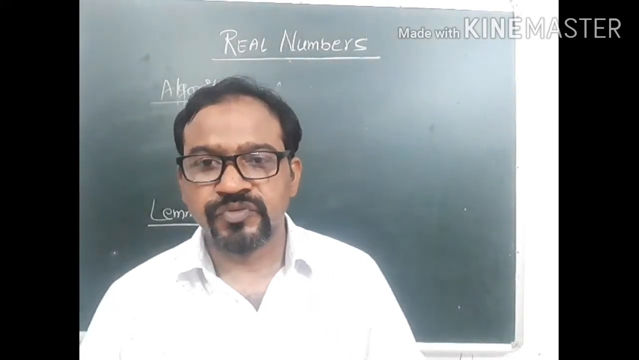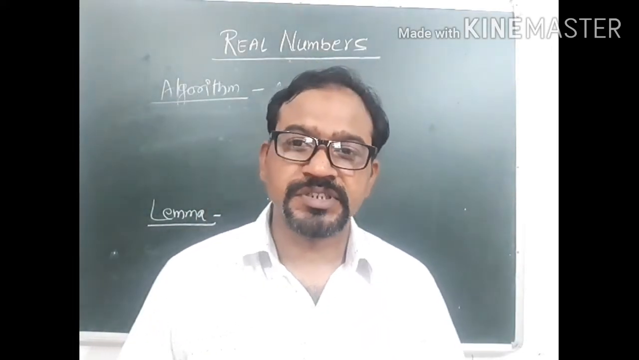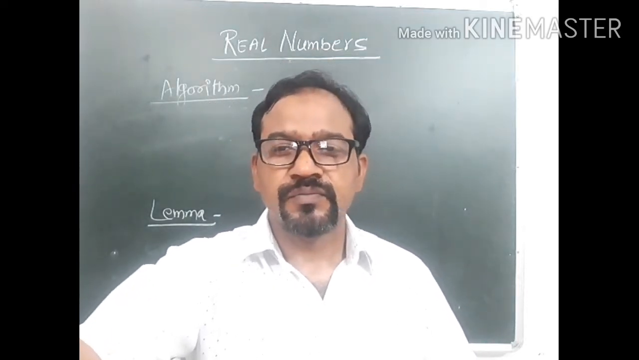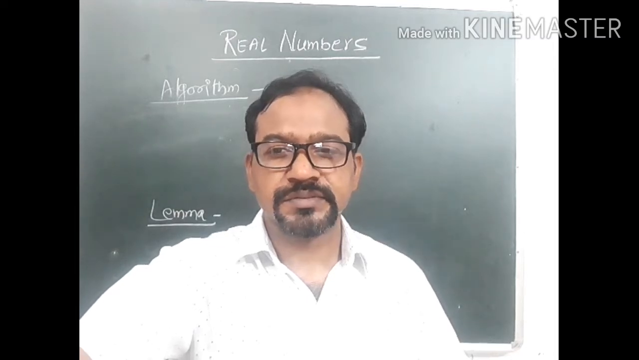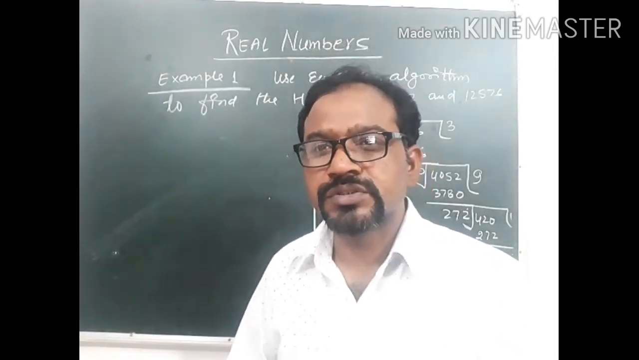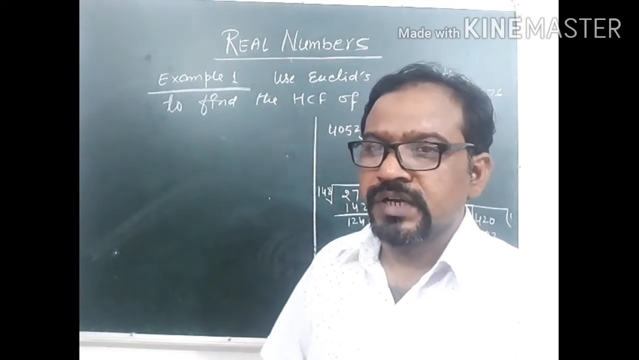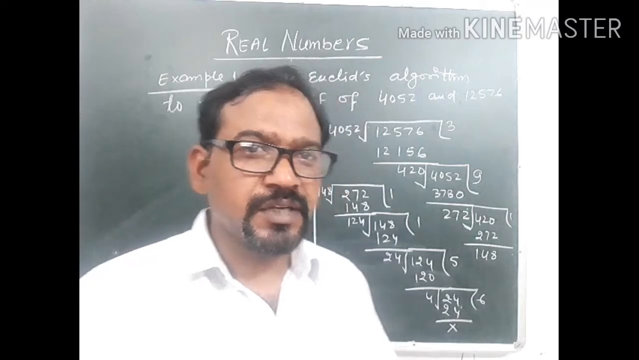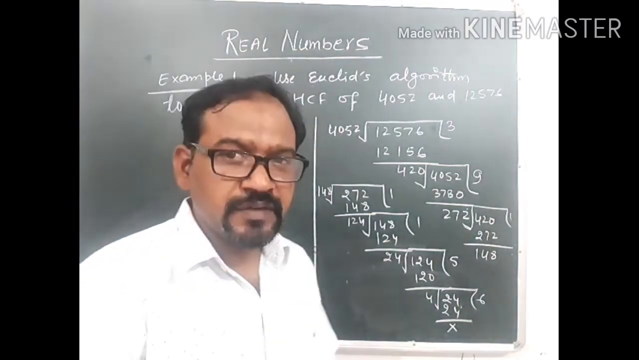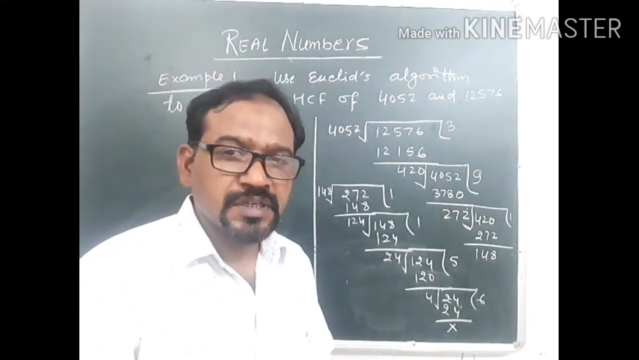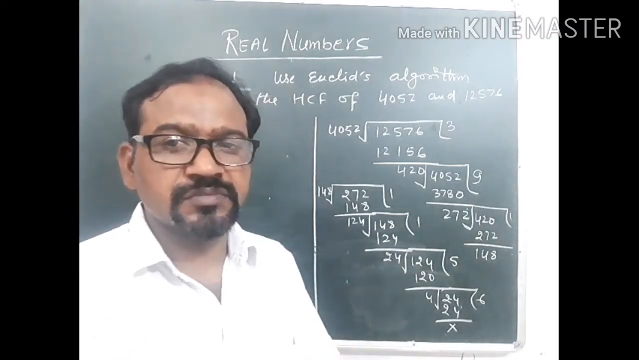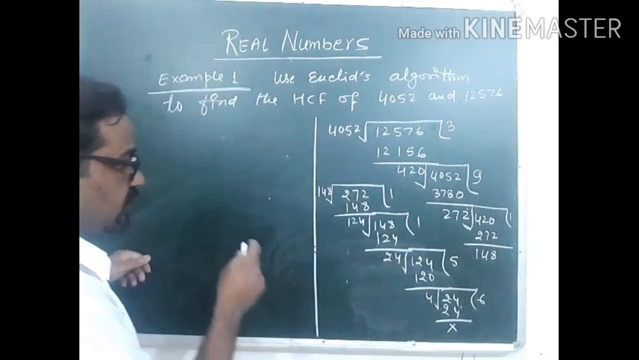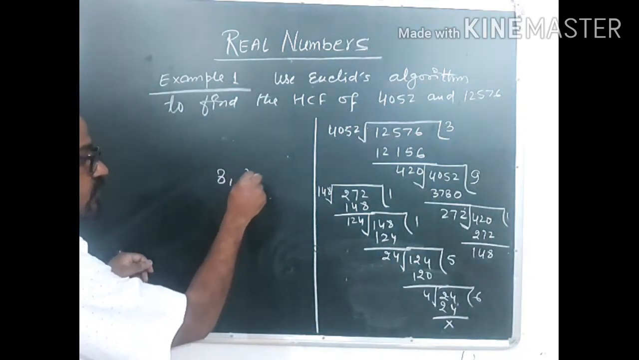Euclid's algorithm we will use to find the HCF of 2 numbers, 3 numbers. So for this, let's take an example to find the HCF of 2 numbers. We will use the Euclid division algorithm to find the HCF of 2 numbers. HCF means highest common factor. If there are 2 numbers, when one is divided by the other, if the remainder is 0, then the smaller number is the HCF of both numbers. Let us take an example. Suppose 8 and 24.